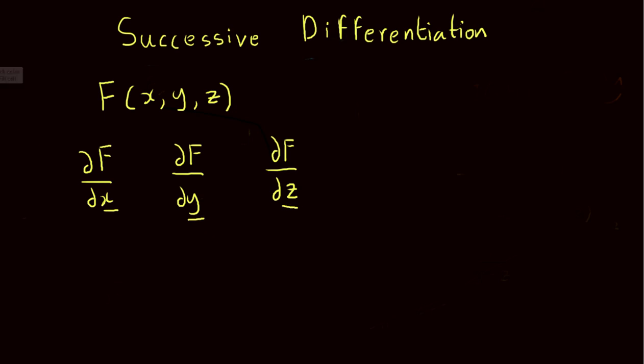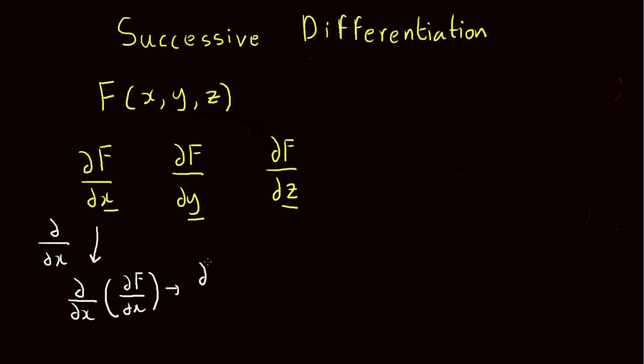Let me use a different color for this. So let's say I take another derivative of this with respect to x, so another del dx. What happens if I take another del dx of del f over del x? This results in finding the x derivative of del f del x, but we can also write it as del square f over del x squared, my bad.